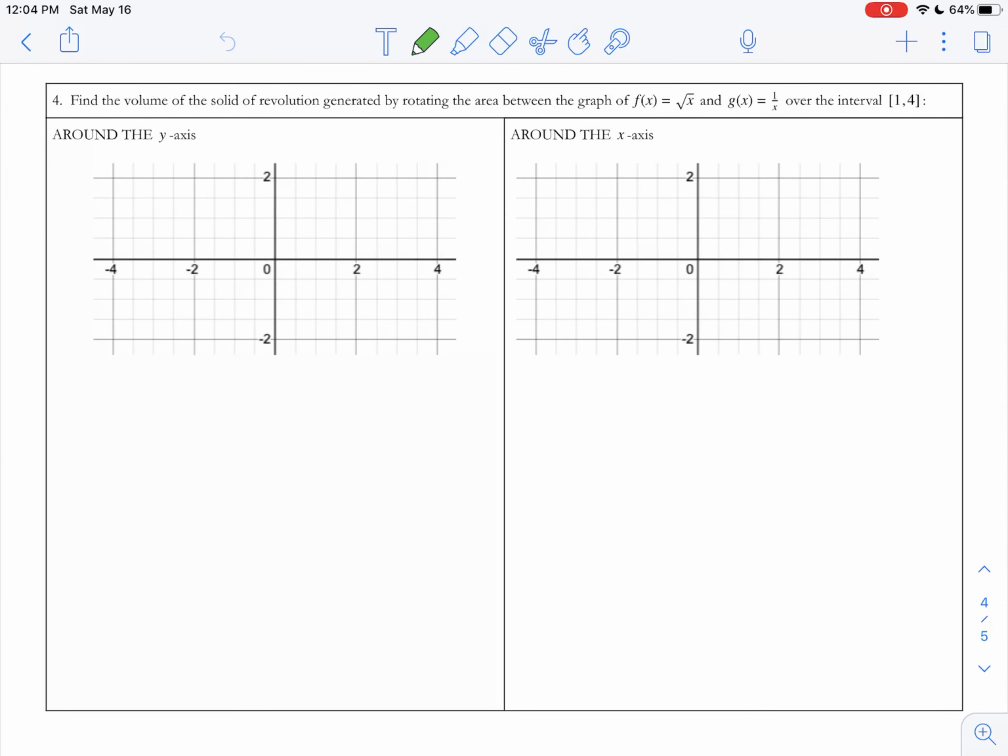Hi folks, welcome back to 6.3 where we're working on shell method, but also decision making between when we should use washer and when we should use shell. So let's take a look at question number 4.